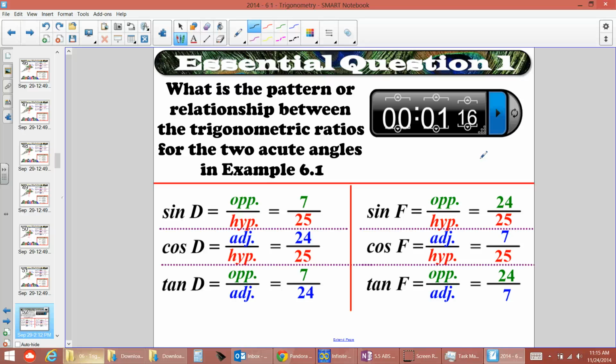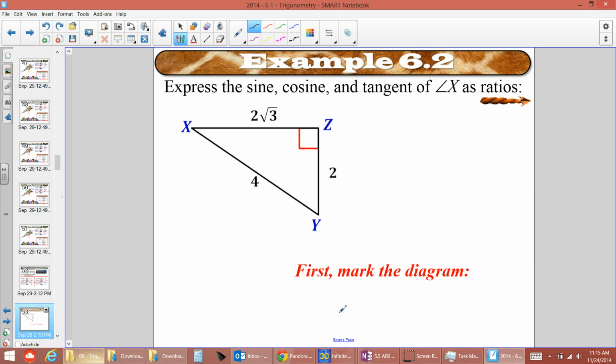All right, so what is the pattern or relationship between trigonometric ratios for the two acute angles? Notice here, cosine of D is the same thing as sine of F. And sine of D is the same thing as cosine of F. And then tangent D is the reciprocal of tangent F. Just some things to notice. Write that out in your own words, however you feel appropriate.